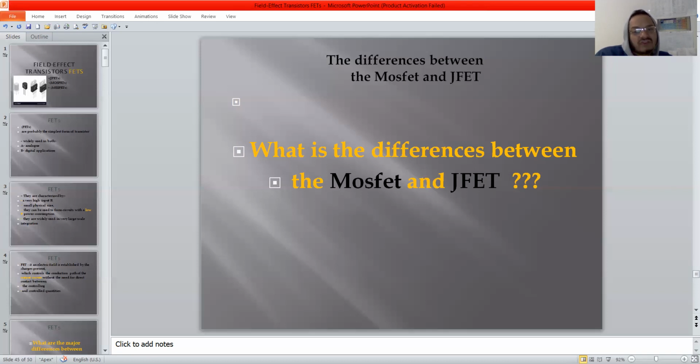After that, it starts to be something like constant. This shows us the saturation current, the saturation level when VGS equals 0. And here, the maximum drain source current will be at gate source voltage equals 0.